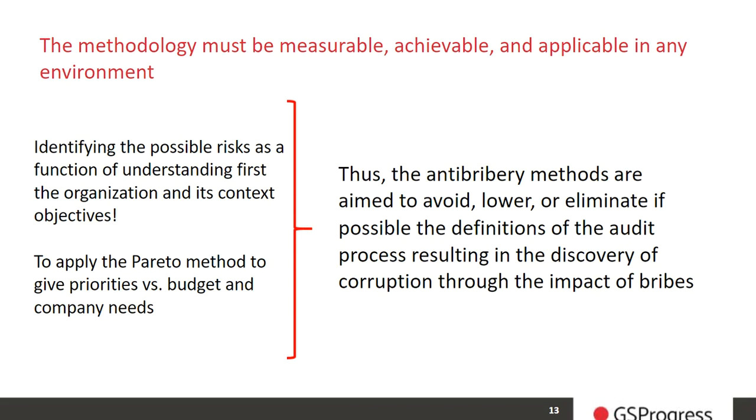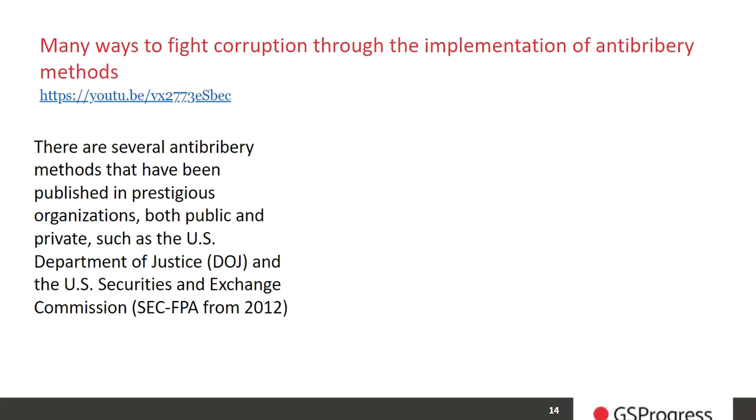Thus, the anti-bribery methods are aimed to avoid, lower, or eliminate, if possible, the discovery of corruption through the impact of bribery in the audit process results. So this is the end of the results. Here we have some statements from the United Nations, and I will clarify. I will put a small video with some music. They say there are several anti-bribery methods that have been published by prestigious organizations, both public and private, such as the U.S. Department of Justice and the U.S. Securities and Exchange Commission, the FCPA, from 2012. So I will click, and I will speak a little bit about the YouTube presentation.